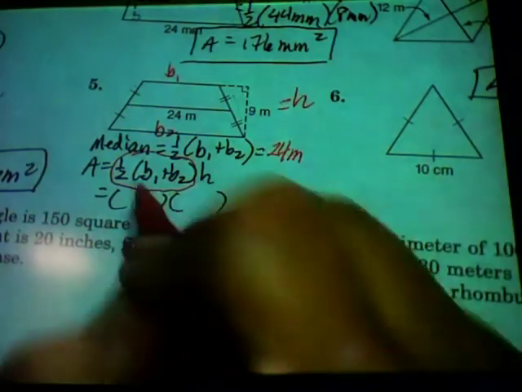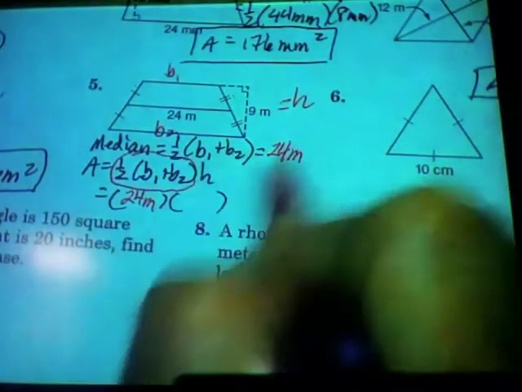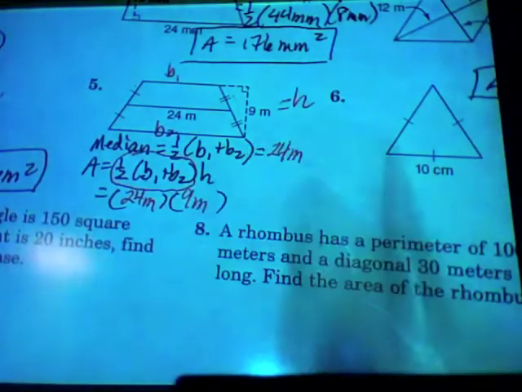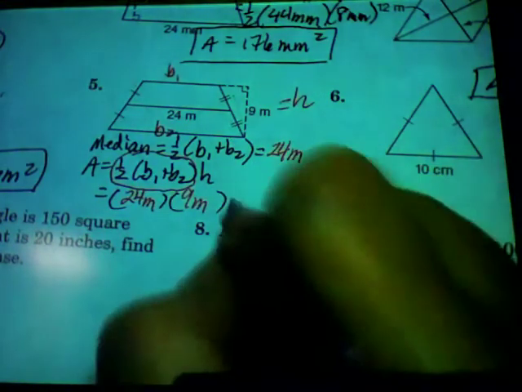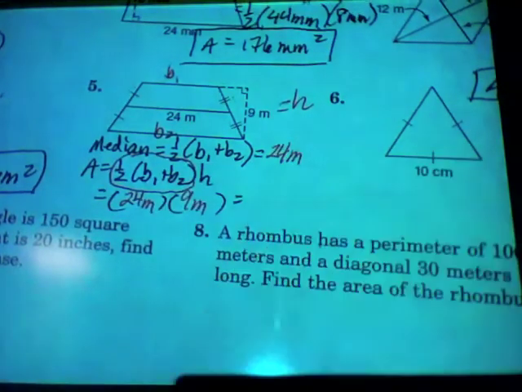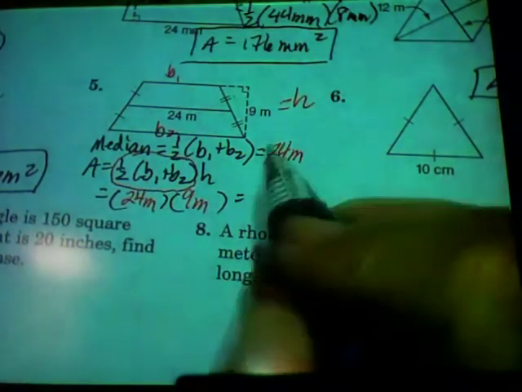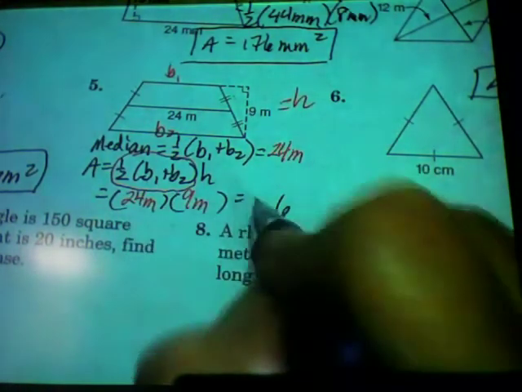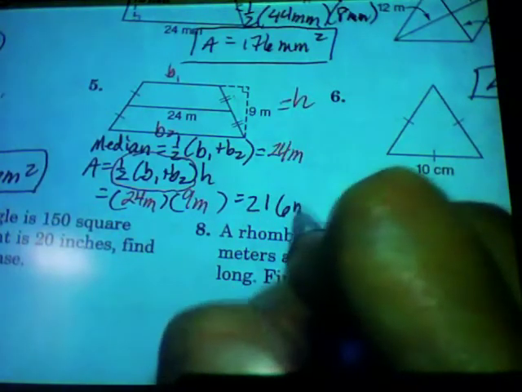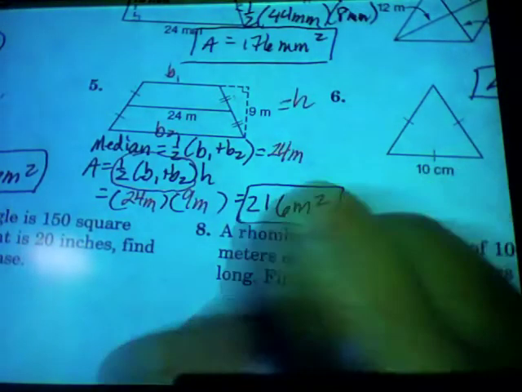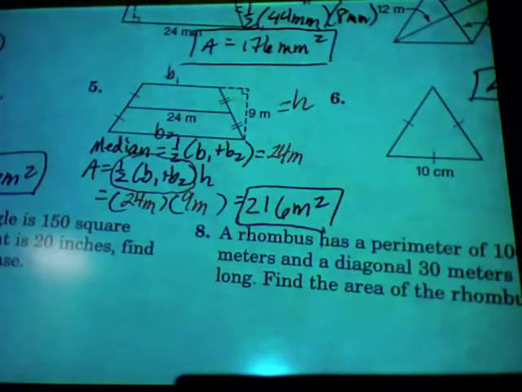So I get 24 meters times the height of 9 meters. 9 times 4 is 36. And 9 times 2 is 18, plus the 3, 21 meters squared. So don't stress that you don't know what B sub 1 is or B sub 2 is. Notice that, oh, that belongs to part of that formula.